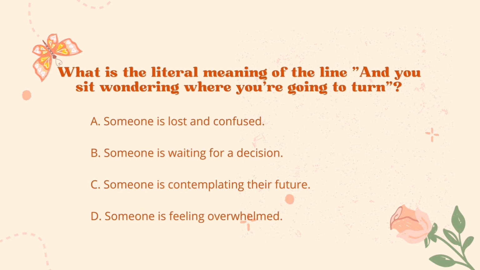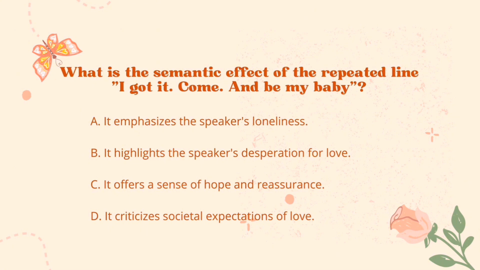Next question. What is the literal meaning of the line, "and you sit wondering where you're going to turn"? The right answer is C. Someone is contemplating their future. And the next one. What is the semantic effect of the repeated line, "I got it, come and be my baby"? And the answer for this question is also C. It offers a sense of hope and reassurance.